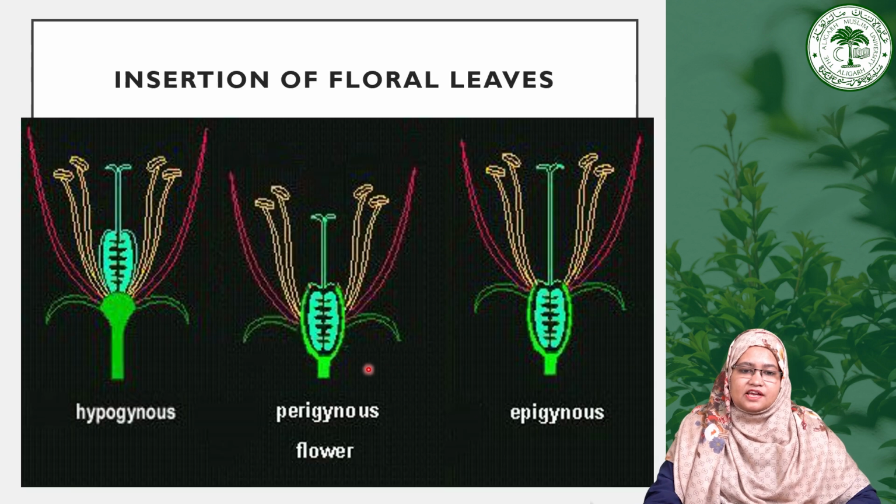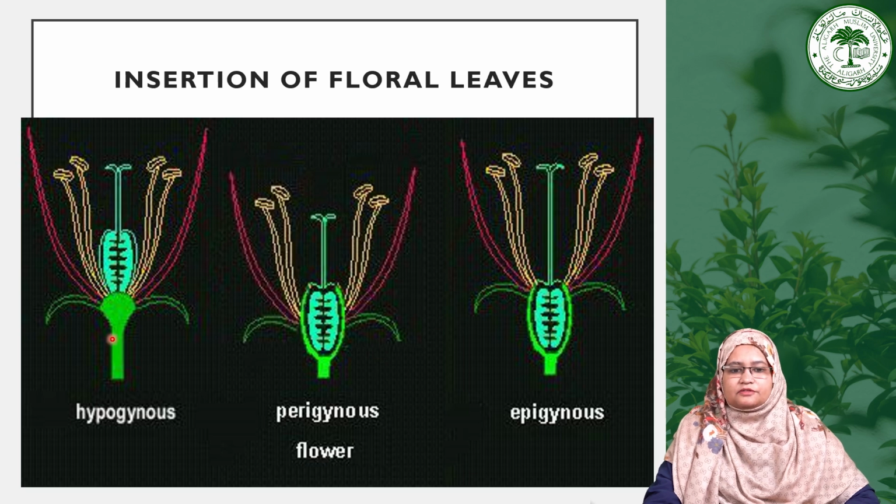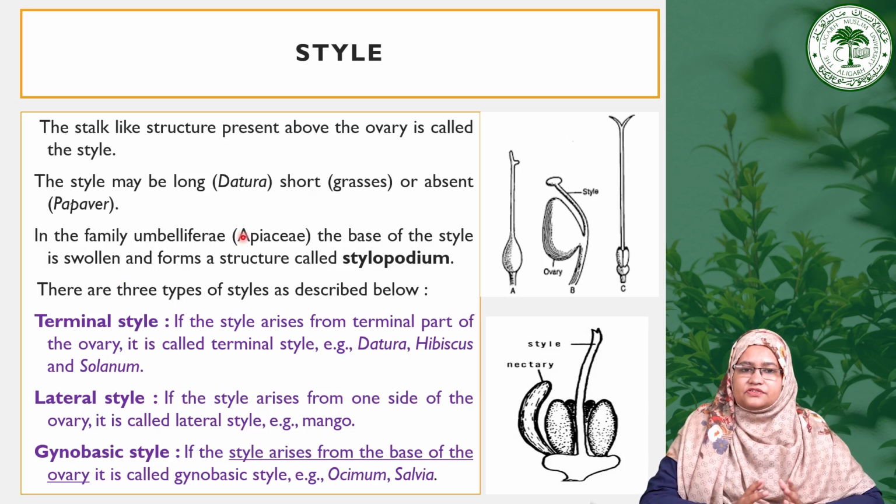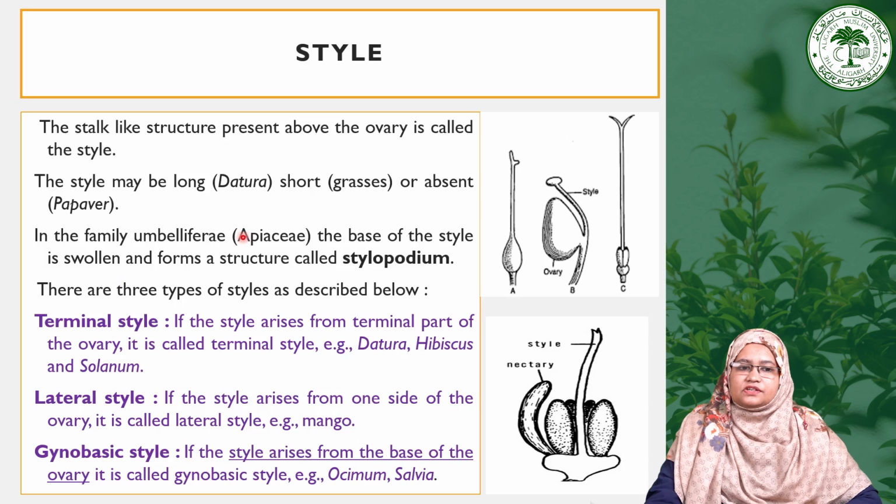And depending upon, as we have discussed earlier, the flower and ovary position, if the flower parts arise from the base of the ovary, then the ovary is superior, half inferior in the case of perigynous flowers, and inferior in the case of epigynous flowers. And the style is the structure present above the ovary, connecting the stigma to the ovary. The style may be terminal, as we can see, arising from above the ovary, or lateral, as you can see, arising from the side of the ovary. This is the ovary and this one is the style.